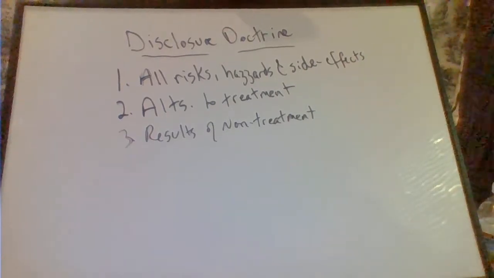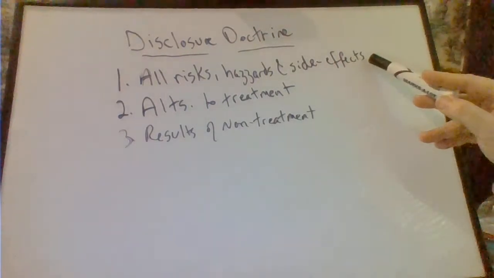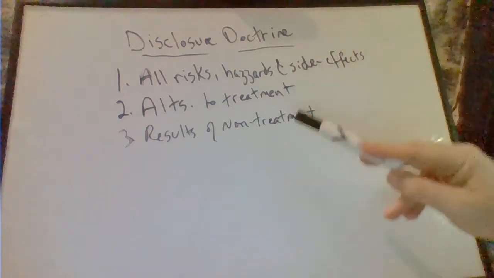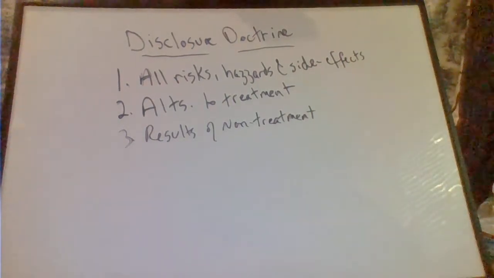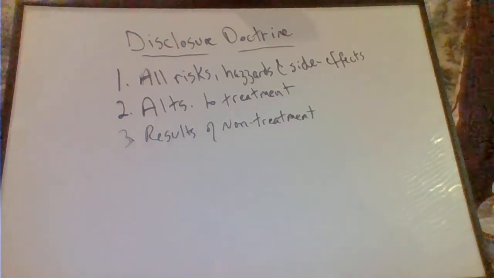And so this is what the disclosure doctrine through Canterbury versus Spence gives to us and to the medical community of the U.S. Before a signature of informed consent can even be asked for, we must be informed of all the risks, hazards, and side effects, any alternatives to the treatment, and what the results of non-treatment are. And once we've been given that information, then that signature of informed consent can come to us. The court also said that this information must be presented to the patient in such a way that a reasonable person can make a reasonable decision.